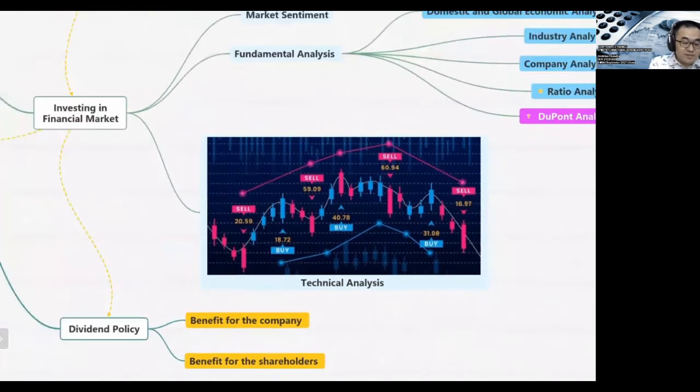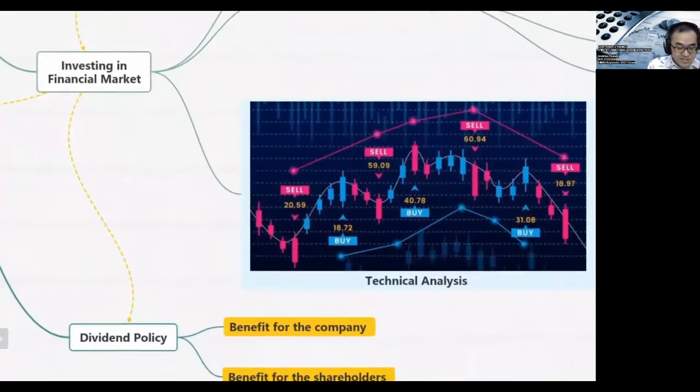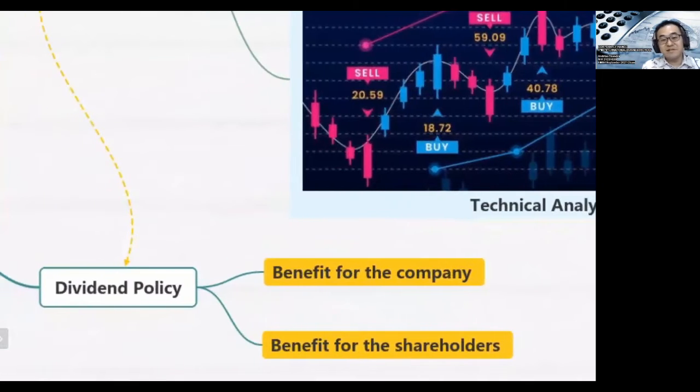When we make investment in financial market, sometimes we look at the dividend policy of that company. What is the dividend yield? How much is being distributed from the earning? On one hand, company can retain all the earning and use it for further capital investment. It will be profitable.